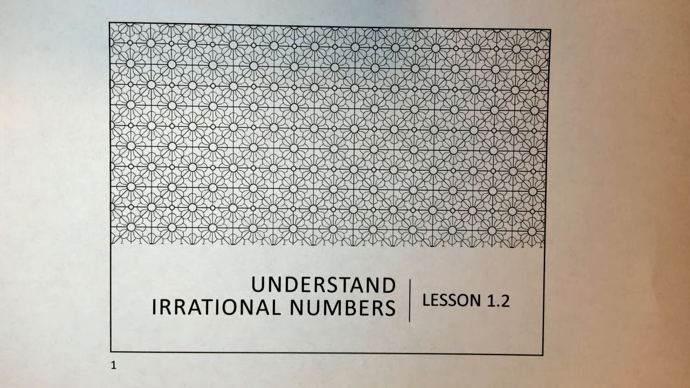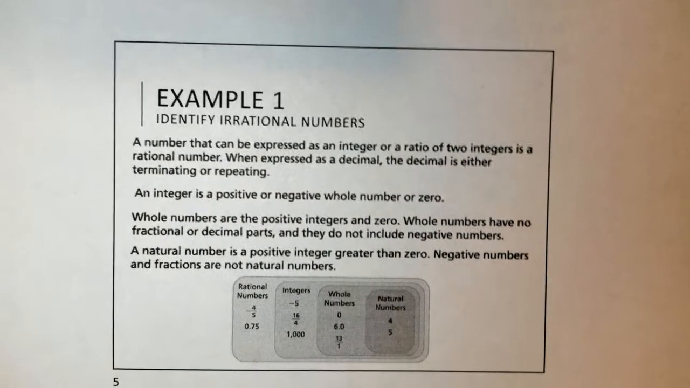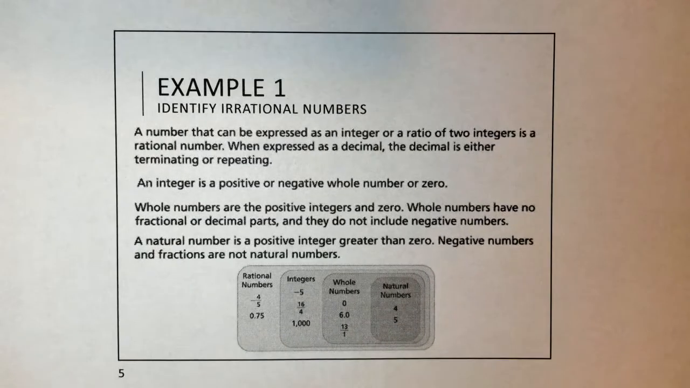Today we're going to do lesson 1.2, which is understand irrational numbers. So we're going to be classifying different types of numbers, and you're going to be introduced to a lot of different vocabulary, some of which you might be familiar with, and some will be new. So we're going to start by looking at example 1. Example 1 says identify irrational numbers.